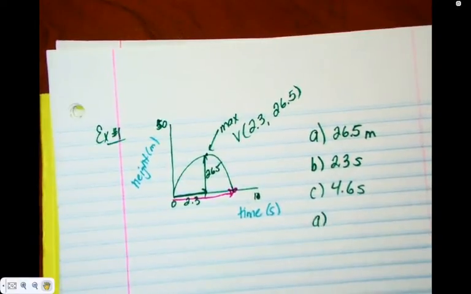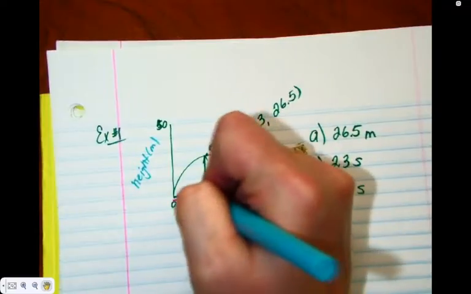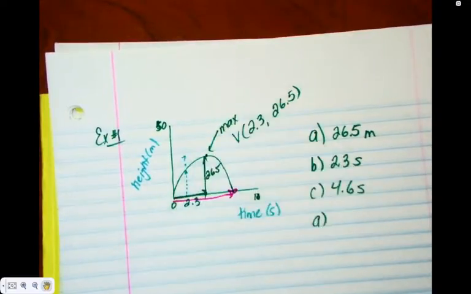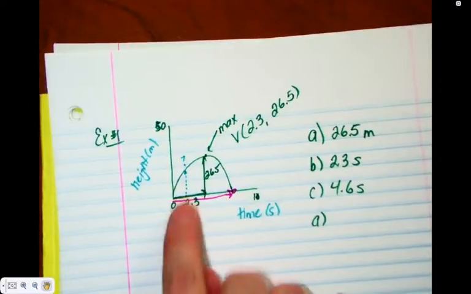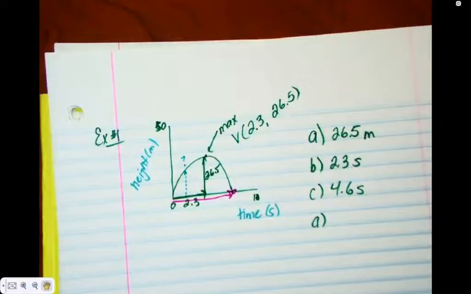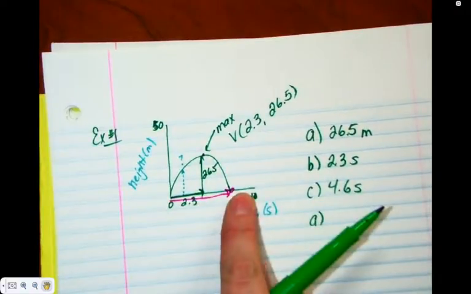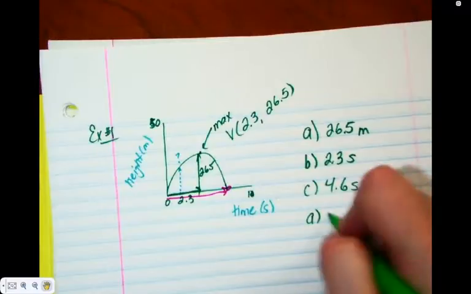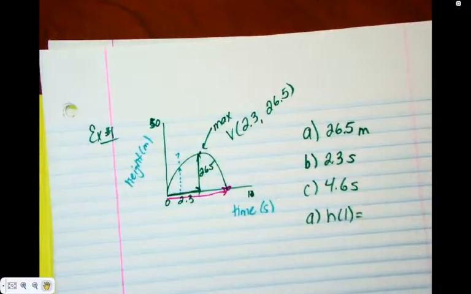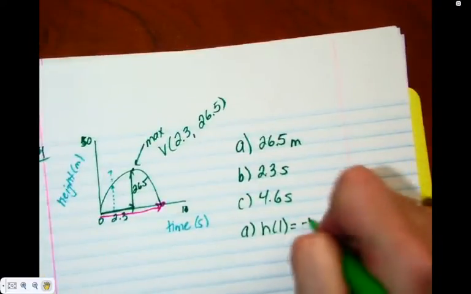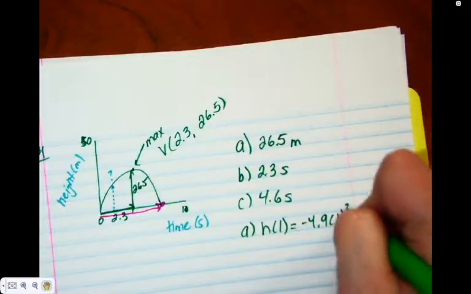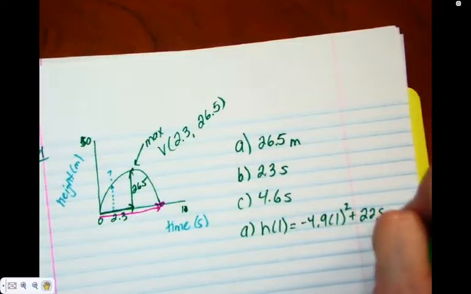The last question wants to know the height at 1 second, so approximately here. Not quite halfway, but somewhere in there, approximately 1 second. Anytime it asks you anything different than the vertex or the x-intercepts, it's going to be direct substitution. So we're going to go back to the formula, and put 1 in for time. So my other side is going to be negative 4.9, 1 squared, plus 22.8 times 1.